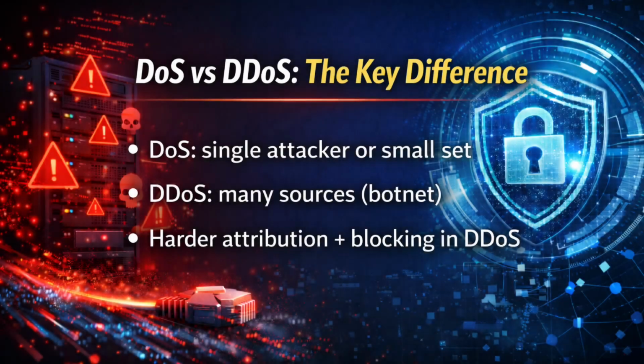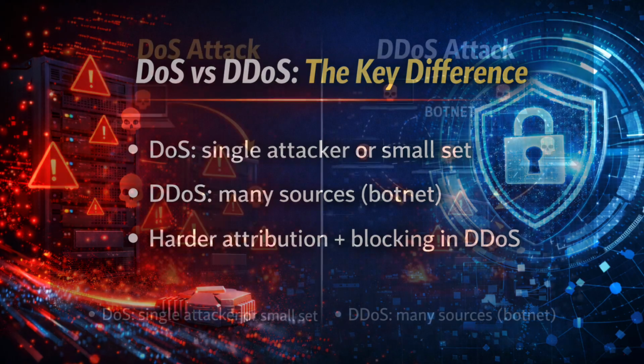Here's the key distinction. DOS often comes from one machine or a small number of machines. That's still harmful, but it's usually easier to identify and block using rate limits, firewall rules, or upstream filtering. DDoS is the scaled-up version.